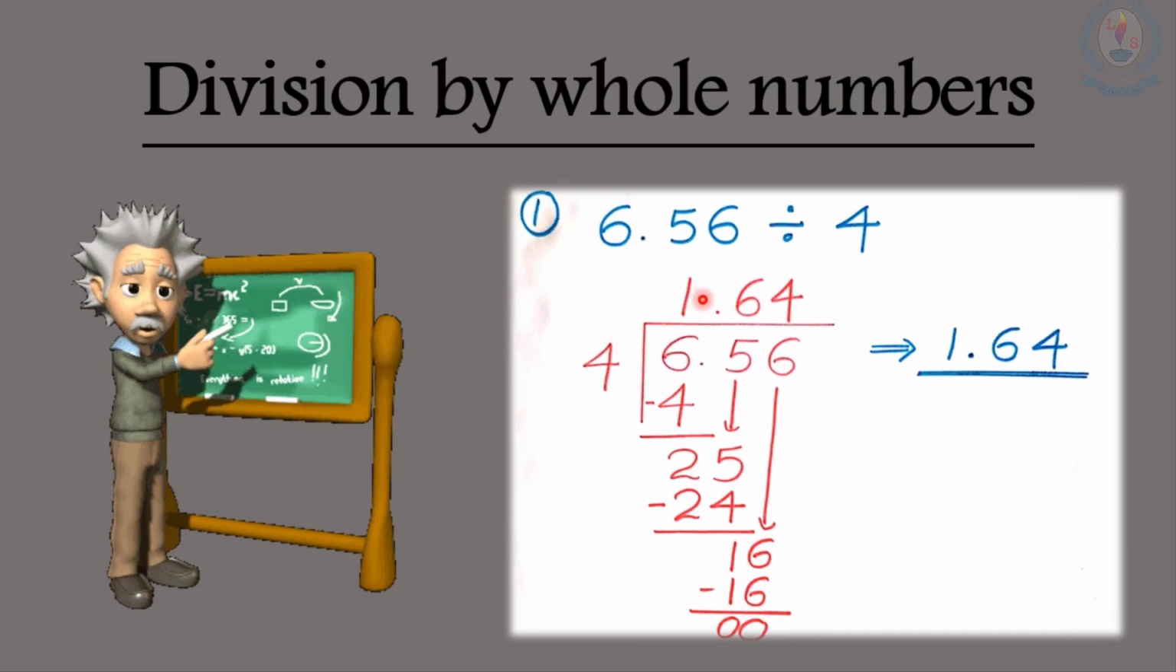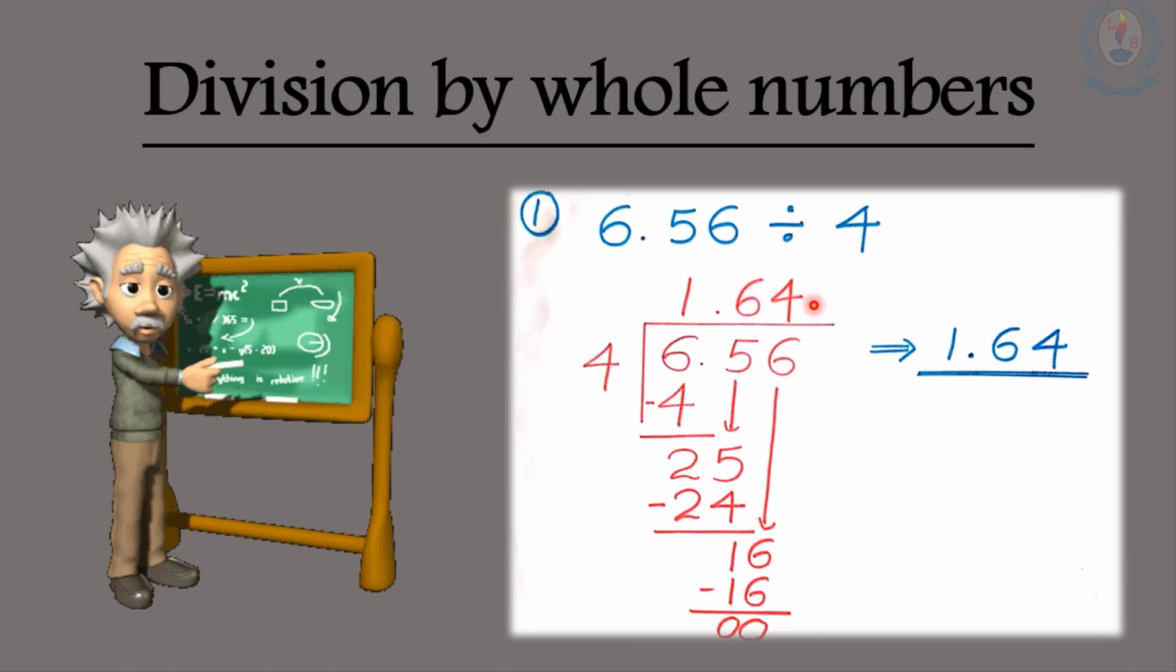Then 4 times 1 is 4, so from 6, 6 minus 4, 2. Then we have to take the 5 down, and don't forget to keep the decimal place as well. If you are not keeping the decimal place, the answer will be wrong. Right, then 4 times 6, 24. 25 minus 24, 1. Then we have to take this 6 down.